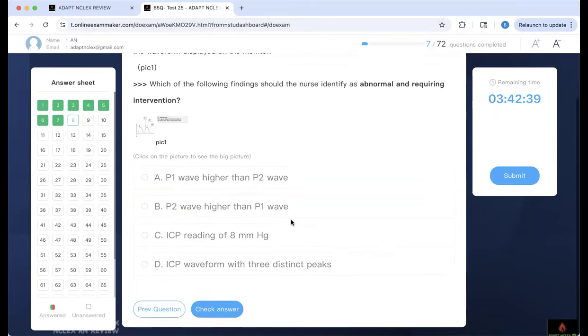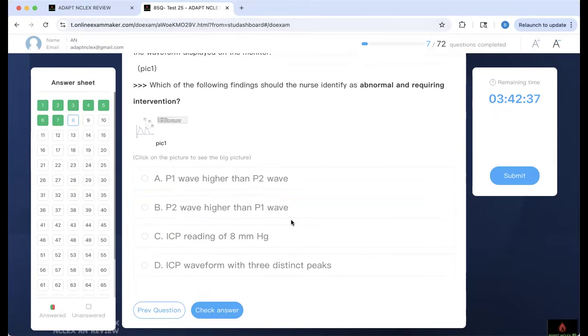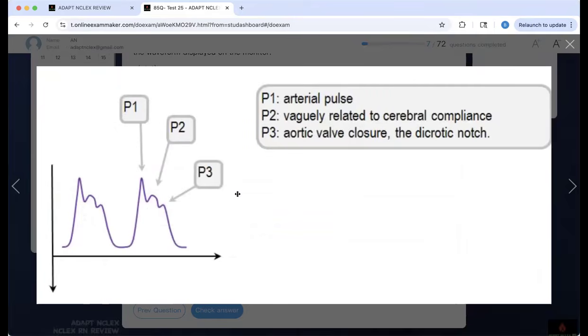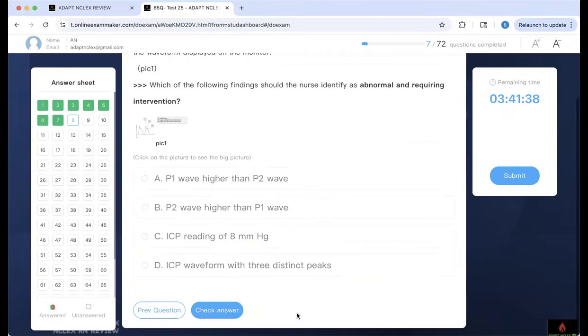Even if you don't know, you can eliminate a couple of them. ICP of 8 is normal, therefore don't do anything. And now you're left with ABC, ABD. Waveform with 3 distinctive peaks. You saw 3 distinctive peaks. This is test-taking strategy. So maybe it's okay. They said, which one is abnormal?